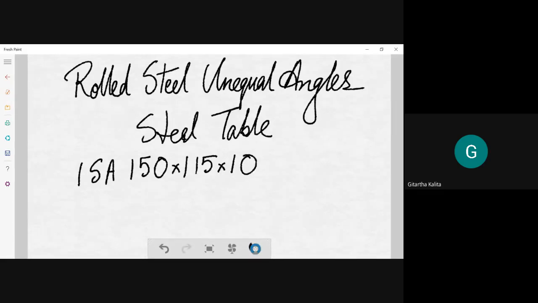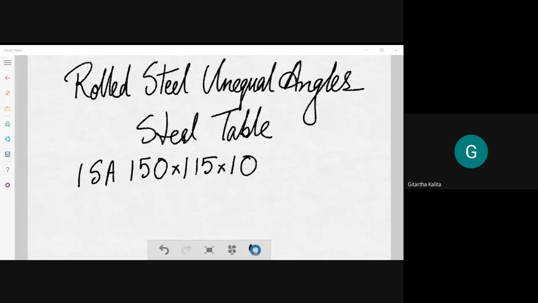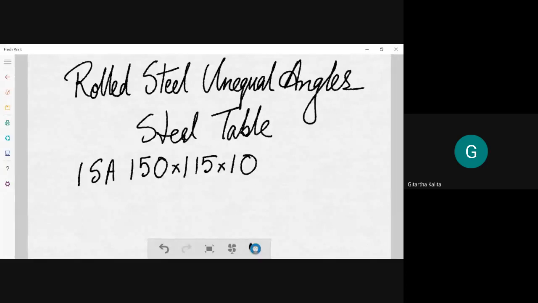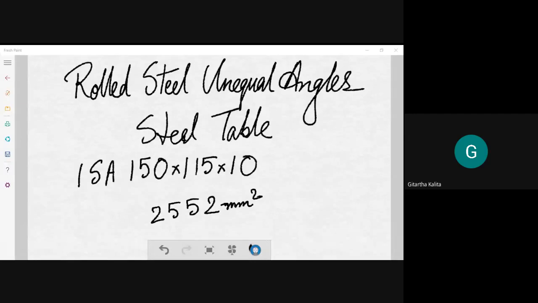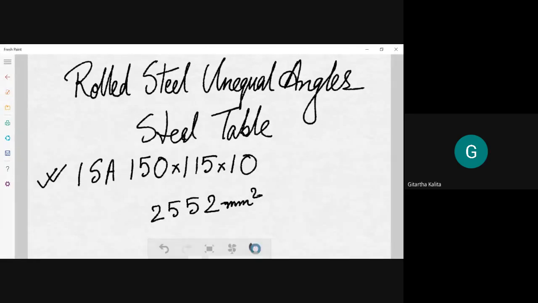Okay, so you can see here this area is how much? 2552 mm square. Very good. So now that means if we use these two sections of ISA 150, 115, 10, then we will get an area which is more than 5000.